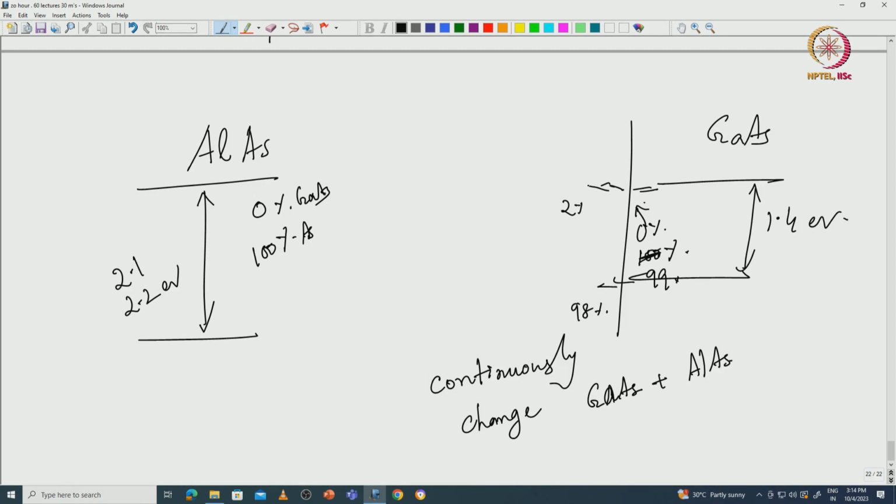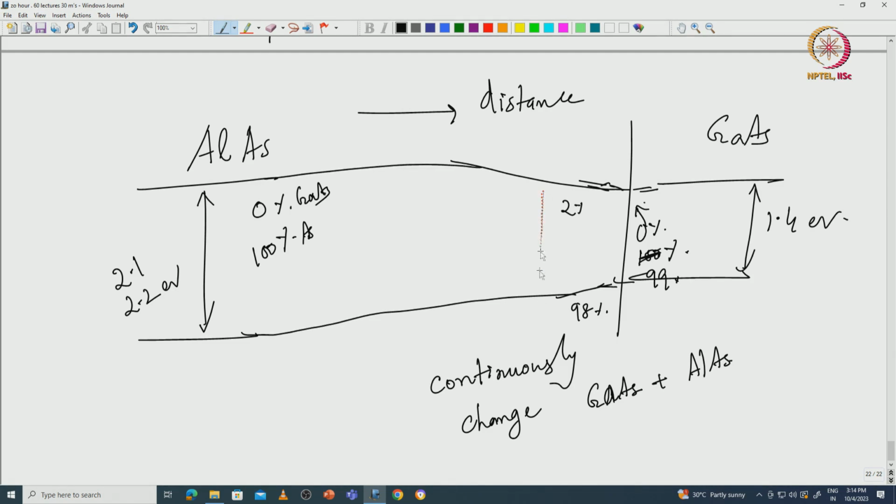I keep doing that. The x axis is distance in micrometer or nanometer. As I keep doing that, the band gap will keep increasing. Continuously it will increase and eventually look like that. So the band gap continuously changes. If I look from this side, the band gap is continuously decreasing. If I look from this side, the band gap is continuously increasing, and eventually it meets up with aluminum arsenide.